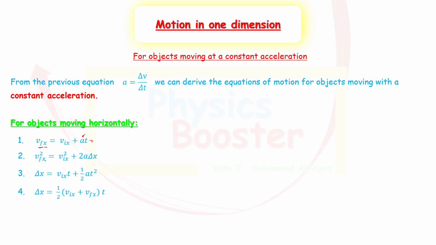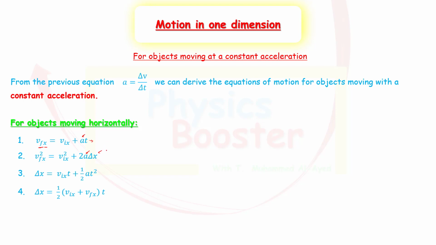For the second equation, v final x squared, the final velocity in the x direction squared, is equal to v initial x squared, the initial velocity in the x direction squared, plus 2 multiplied by a multiplied by delta x. a is the acceleration, which is clear for now. Delta x this time is the displacement.